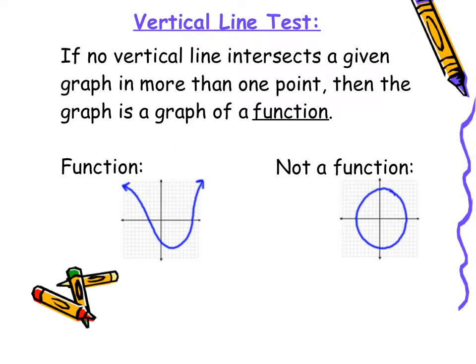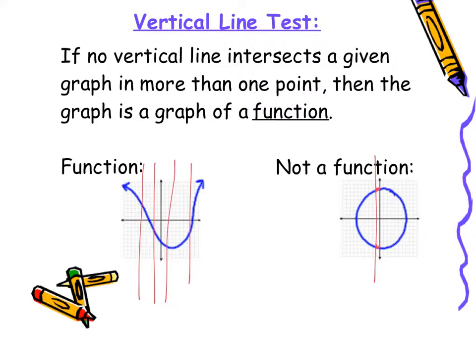Along the exact same lines, if we wanted to tell if a graph is a function or not, just go to the vertical line test. This first one looks like a quadratic. I can draw a vertical line anywhere on that graph, and it touches the graph at exactly 1 point because it's a function. The circle is not. I draw a line right here, and there, and there. Those 2 points are touching that graph more than once. That's not a function.